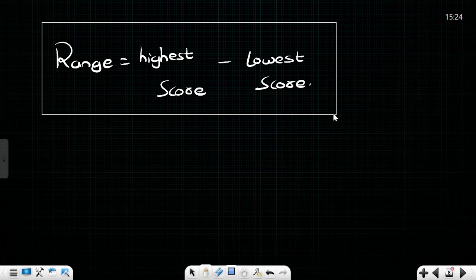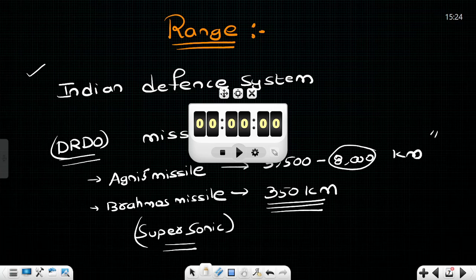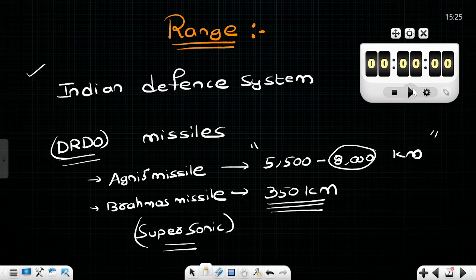So Akshita, I want you to even write down this first slide. I am giving you 1 minute time. This is important information for you. I'm giving 1 minute time, and then on the next page I have written range equal to highest score minus lowest score. That also you please write down in this 1 minute time. This is important defense information.